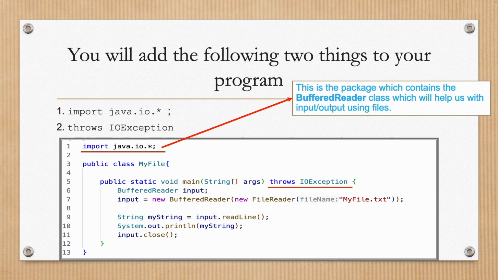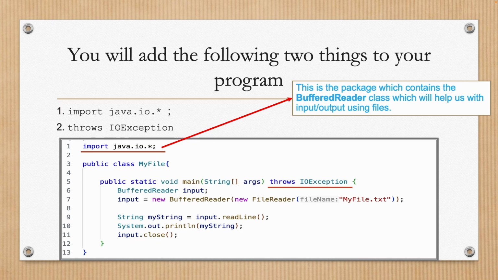Recall how you imported the Scanner class to be able to use Scanner. We're also importing this IO package. That asterisk pretty much means everything in the IO package. So this will allow us to import BufferedReader, which is responsible for reading a file, and also FileReader, that's also responsible for locating the file. So we need both of them to be able to read a file in our program.